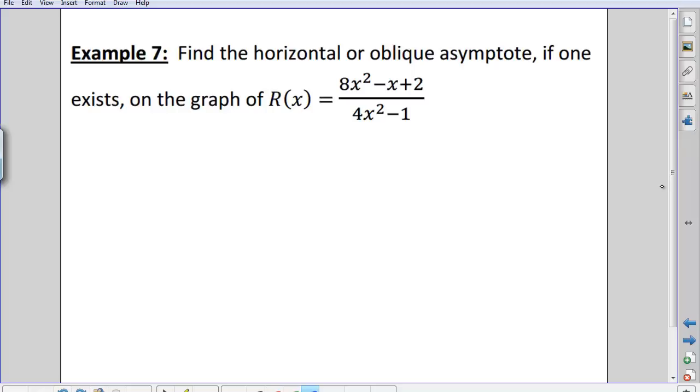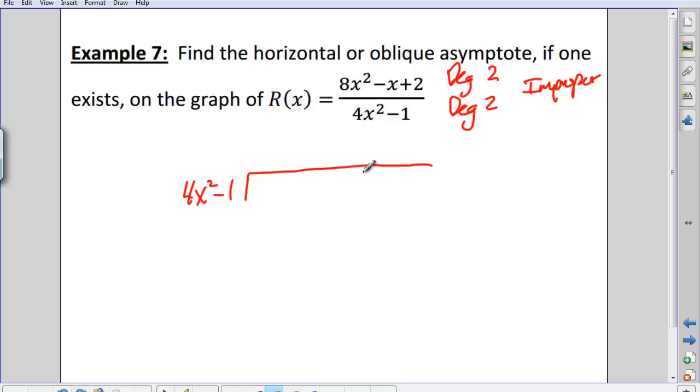8x squared minus x plus 2 over 4x squared minus 1. In this case, this is improper, right? This is a second degree divided by a second degree, so that's improper. So we need to do our long division. So let me set this up. 4x squared minus 1. I'm dividing into that numerator, 8x squared.